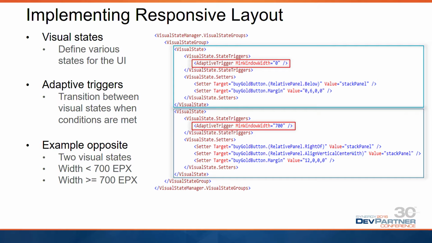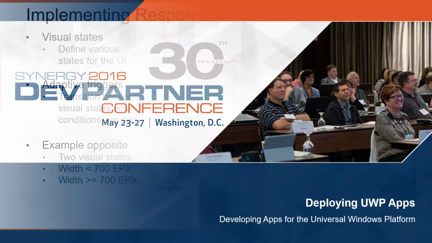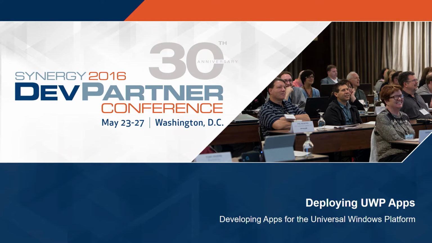So you can have an adaptive trigger, min window width is 700, and that trigger will fire as the width of the application crosses that point. So you can use that to trigger changes in the layout of things, the size of things, swap out one page for another, that kind of thing. So that's the mechanism for how you build those kind of responsive UIs, or the primary mechanism, it's not the only one.